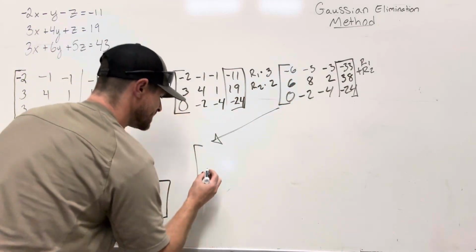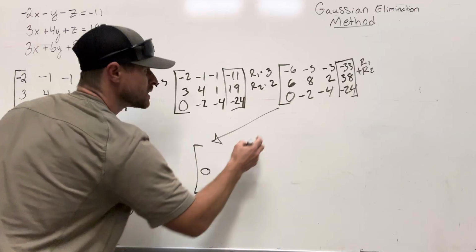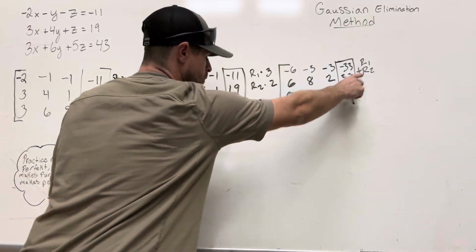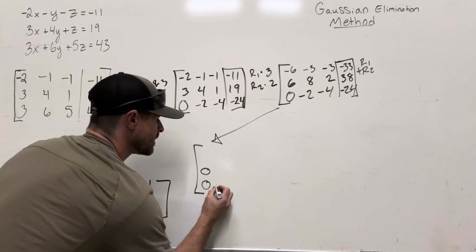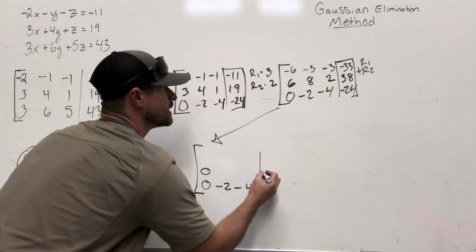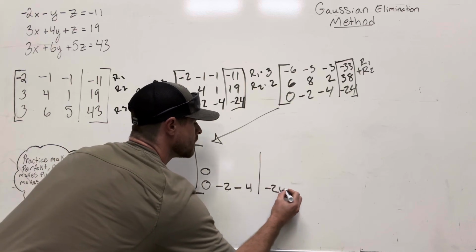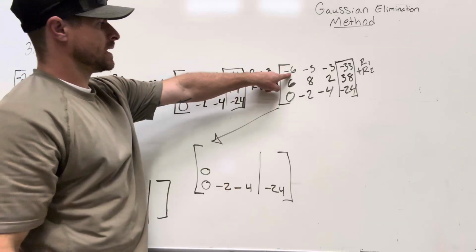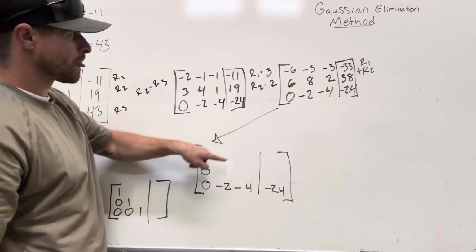-6 plus 6 is 0. I can complete my bottom row. Nothing's going to change because I'm only working with row 1 and row 2. So I got a 0 here, I got a -2 there, I got a -4 here, I got a line, I got a -24, bracket.